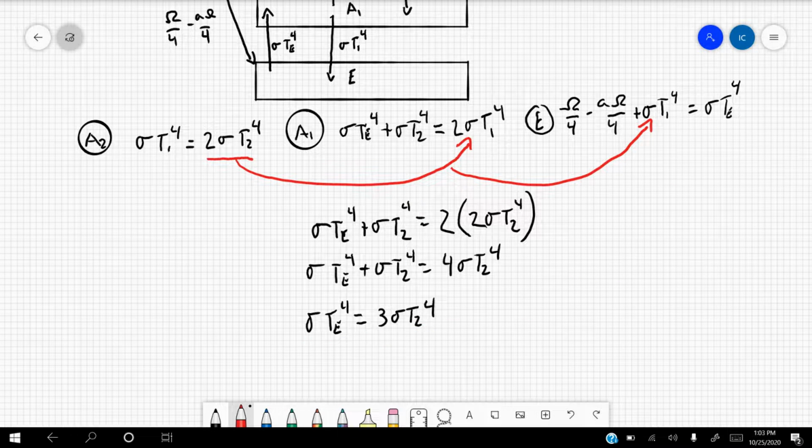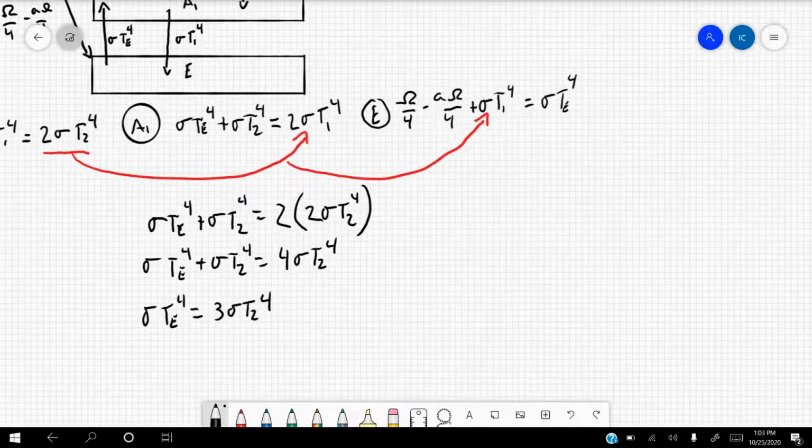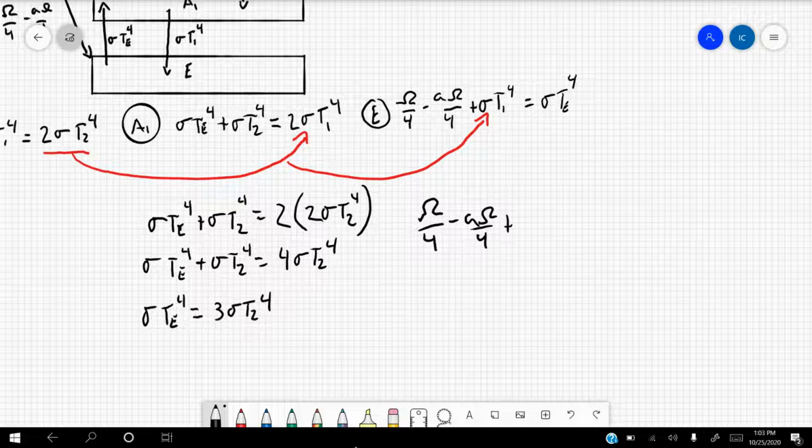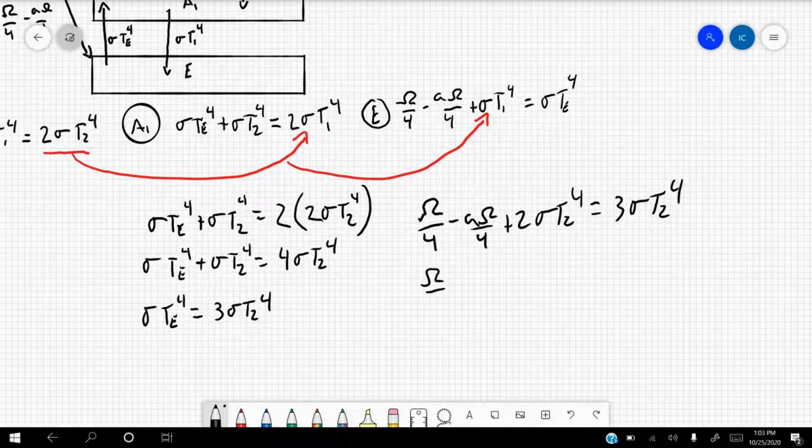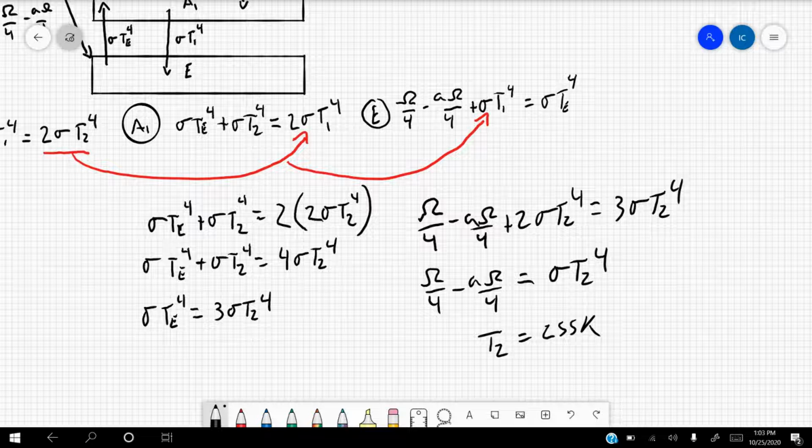Carrying out the substitutions, we get omega over 4 minus a omega over 4 plus 2 sigma T2 to the fourth equals 3 sigma T2 to the fourth. My next step is to subtract 2 sigma T2 to the fourth from both sides in order to get omega over 4 minus a omega over 4 equals sigma T2 to the fourth. This is actually an equation that we've solved before. And if we wanted to, we could solve for T2 and find that it's equal to roughly 255 degrees Kelvin. So very cold temperature.